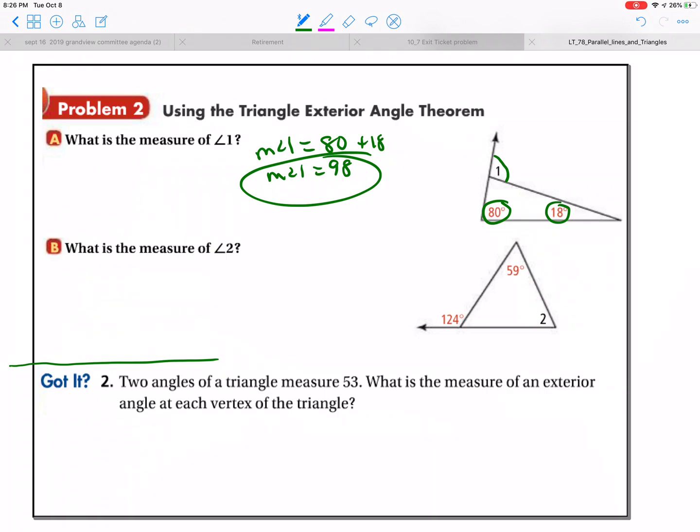Going down here, I see that my exterior angle is 124. So 124 is equal to the sum of the two remote interior angles, 59 degrees plus the measure of angle 2. So to solve for the measure of angle 2, I'm subtracting 59 on both sides. So I get 65 is the measure of angle 2.